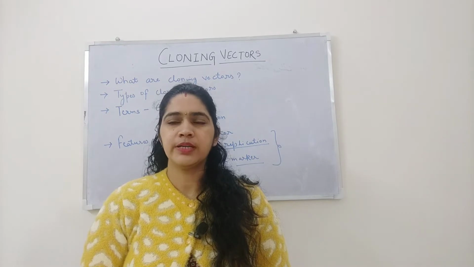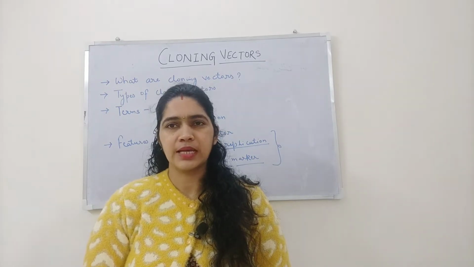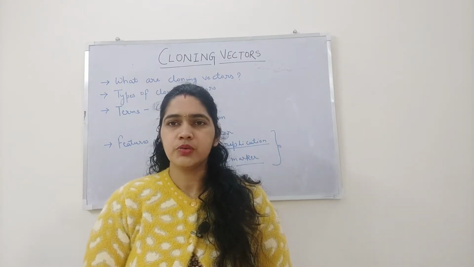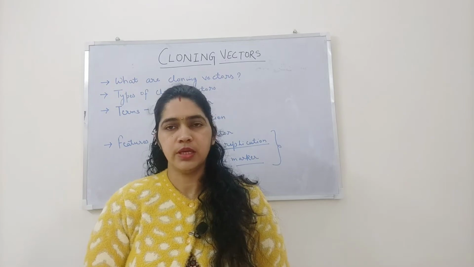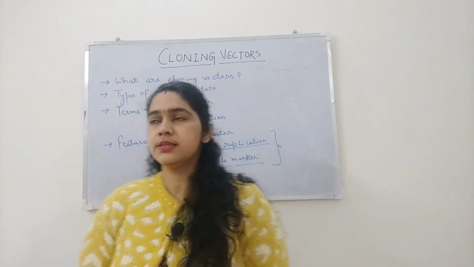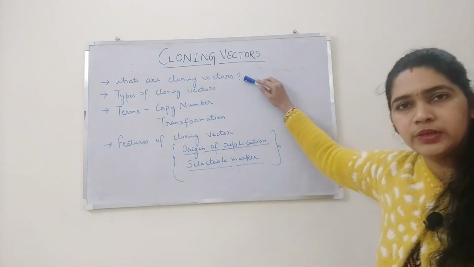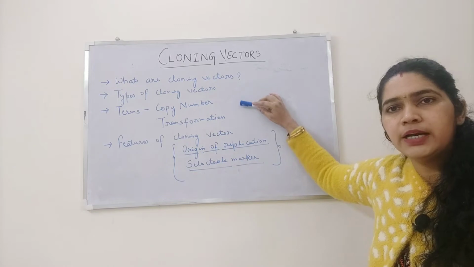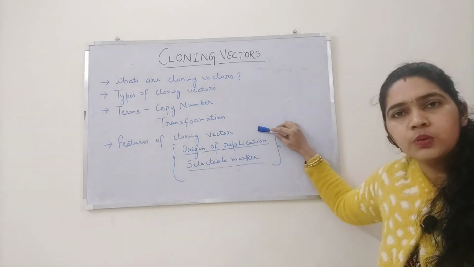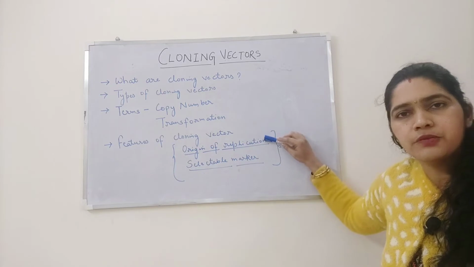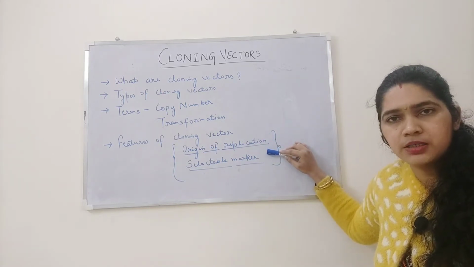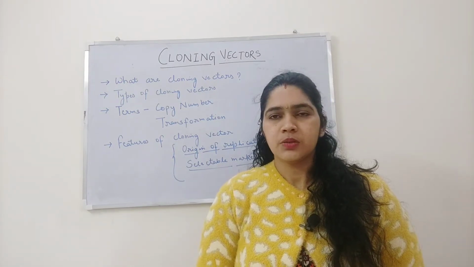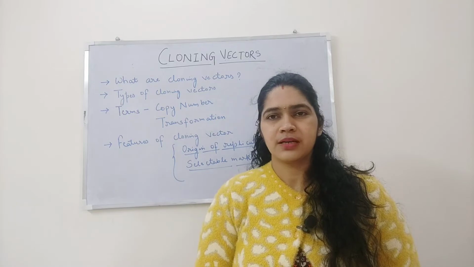In my previous video, I talked about restriction endonucleases as a tool for recombinant DNA technology, and today I will talk about cloning vectors, which is the second tool in recombinant DNA technology. So what I am going to cover in cloning vectors is: what cloning vectors are, their types, an understanding of terms like copy number and transformation, and features of the cloning vector, in which I am going to cover origin of replication and selectable marker. The rest of the properties of cloning vectors will be covered in my upcoming videos. So stay with me and let's start our topic.